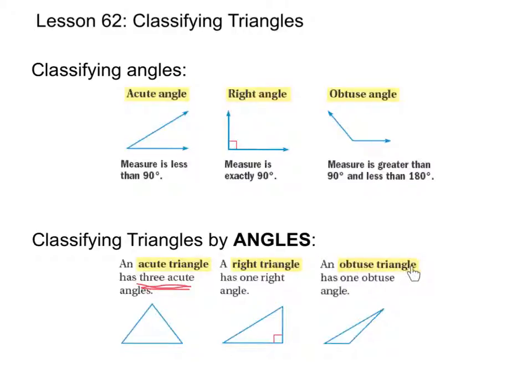An obtuse triangle has one obtuse angle. As you can see down here, this is obtuse. It's greater than 90 degrees, but it's less than 180. And same thing with the right triangle. We can only have one obtuse angle in a triangle, and then the other two are going to be acute.